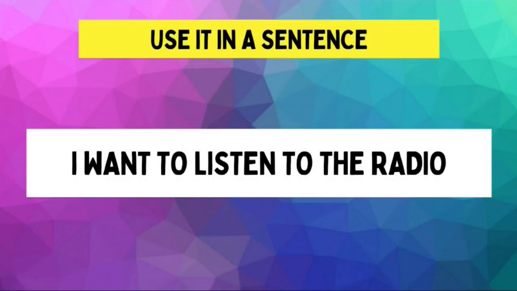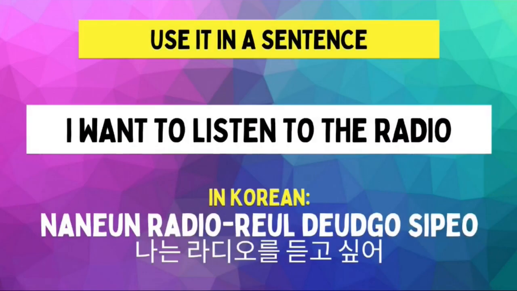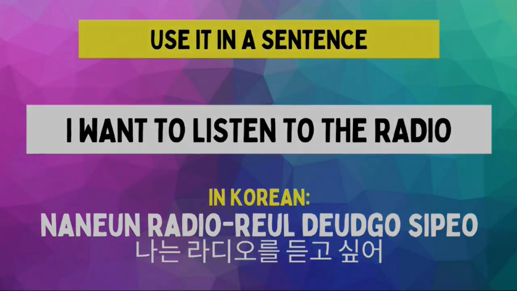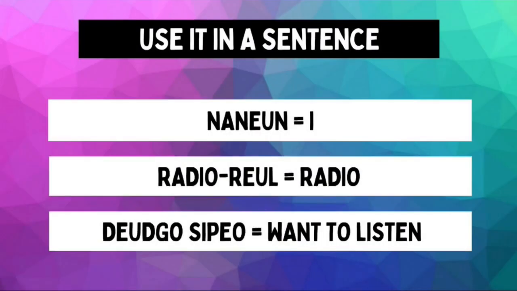Now let's try to look into this example English sentence. It says, I want to listen to the radio. Again, I want to listen to the radio. The Korean translation of this sentence is the sentence which is presented at the beginning of this video, which is 나는 라디오를 듣고 싶어. To be able to understand this sentence more, let's divide it into three parts.